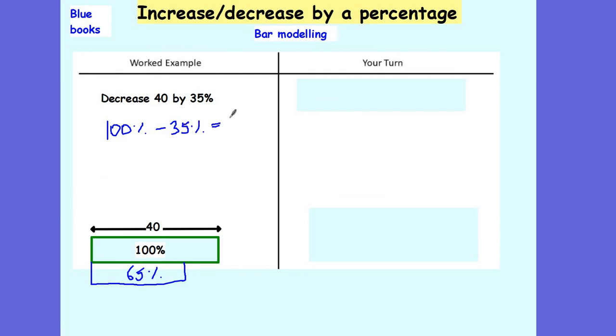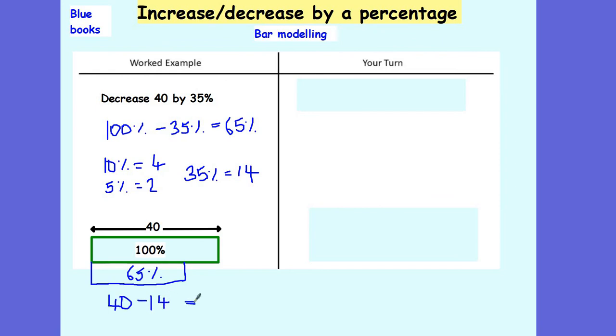So, I know that 10% was 4, I know that 5% was 2, so 35% is going to be 3 times 4, which is 12, plus 2, which is 14. So this section here that I've taken away is 14. 40, take away 14, gives me my final answer, which is what, Logan? 26. Fantastic.